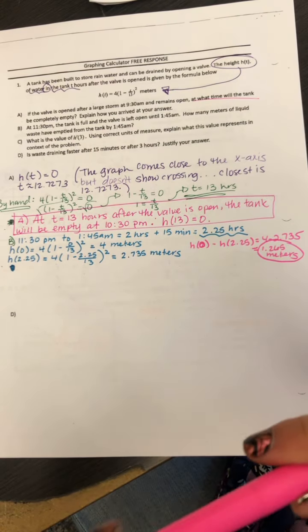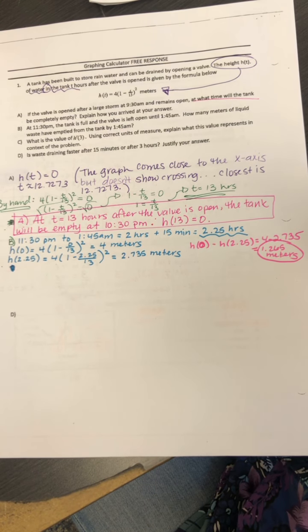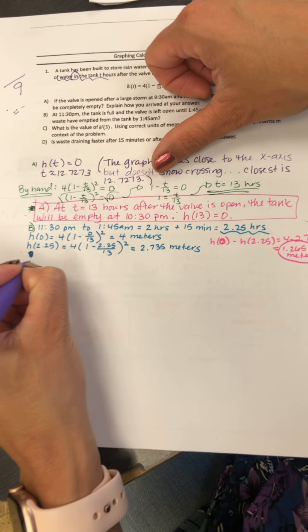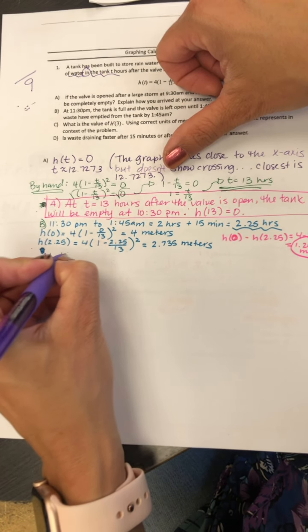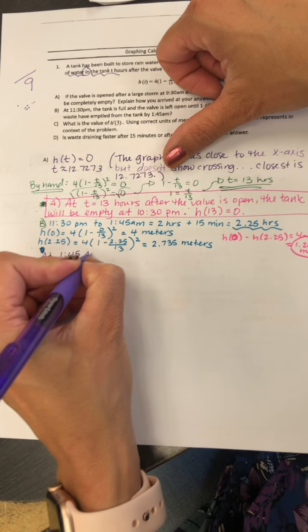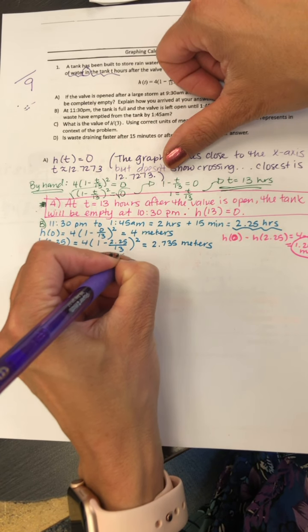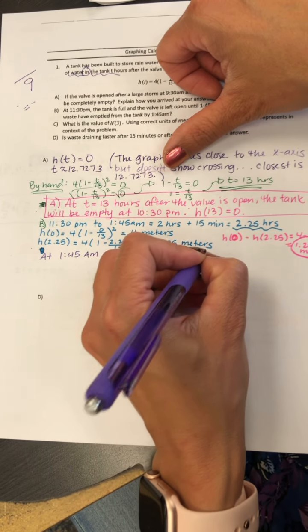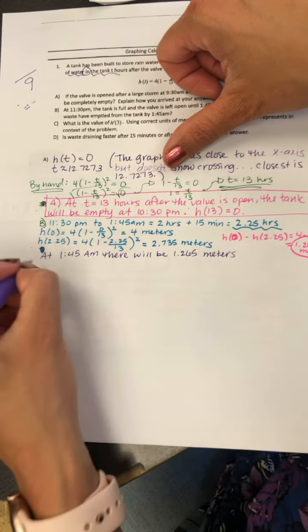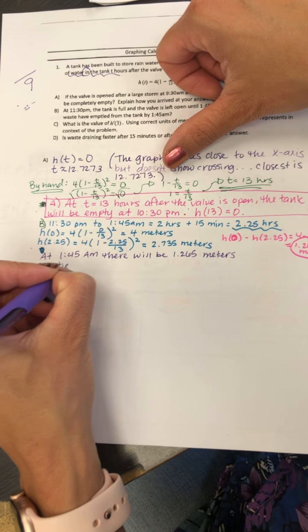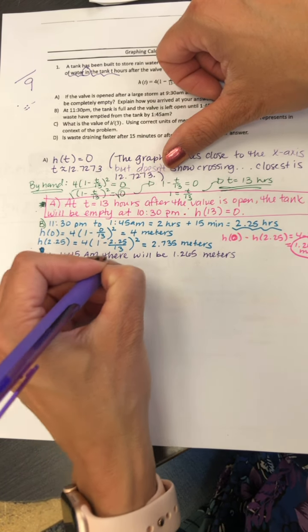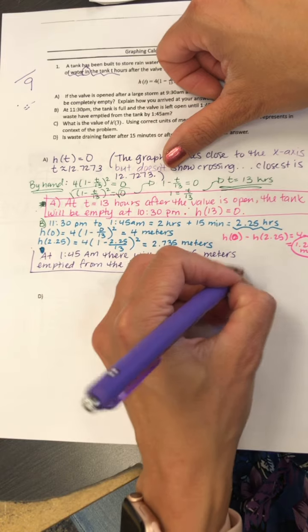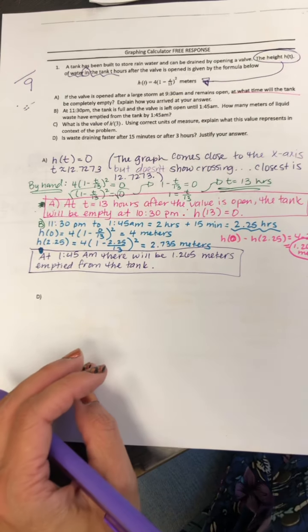So let's write up our answer then. This is an FRQ, so our FRQ always has to include a write-up of some kind. So we can say at 1:45 a.m. there will be 1.265 meters emptied from the tank. And we have our work to back up that answer.